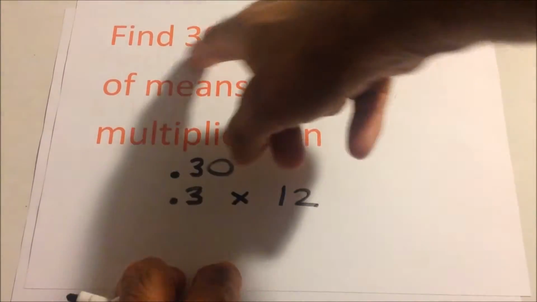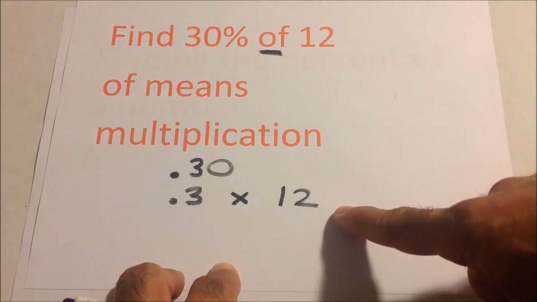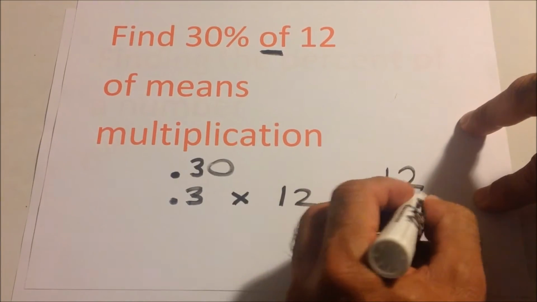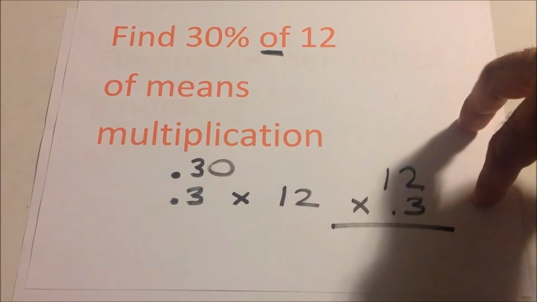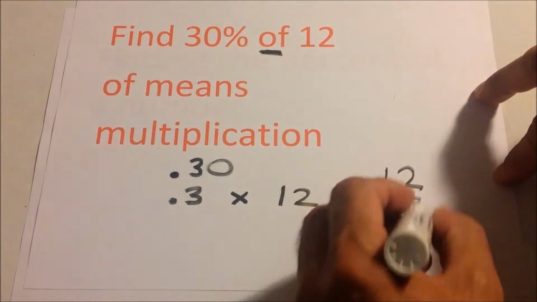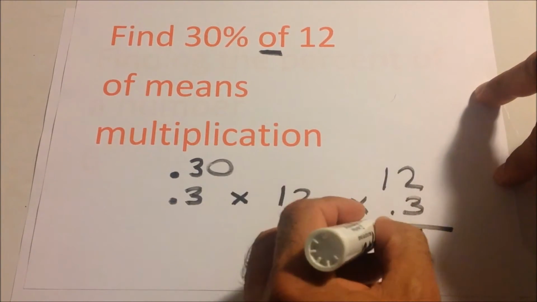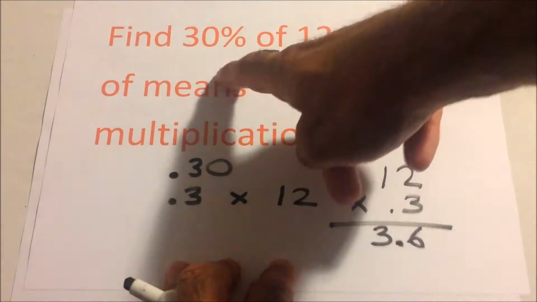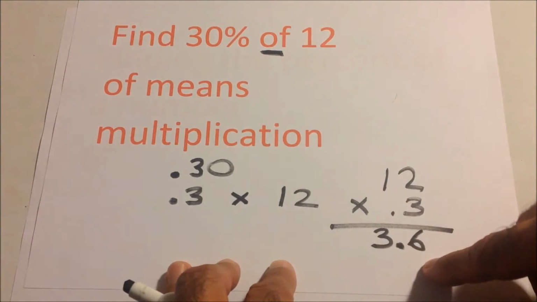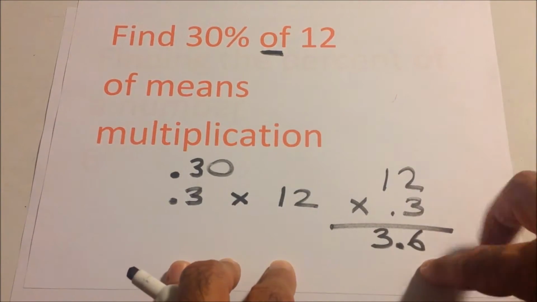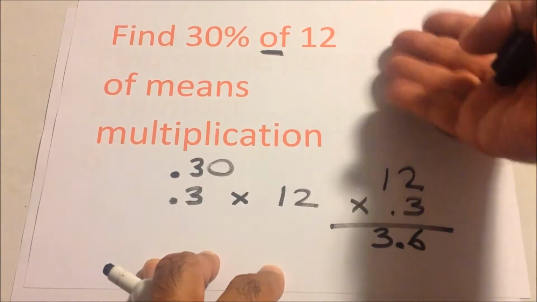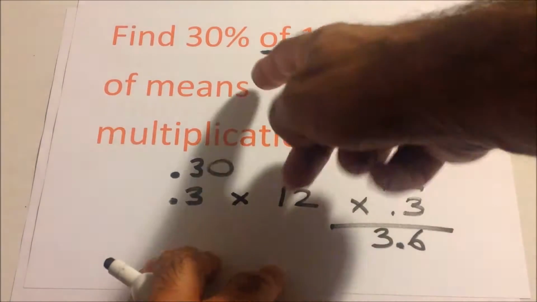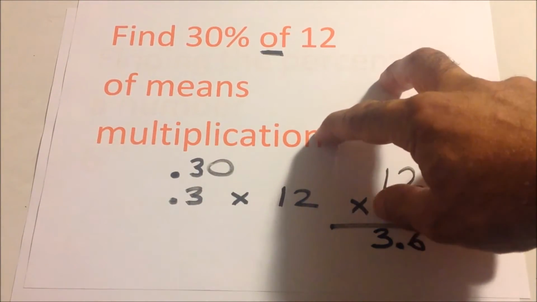So we translated it, now we just simply multiply. 0.3 times 12, so you can have 12 times 0.3. If you do that, 3 times 2 is 6, and 3 times 1 is 3, and there's one decimal place: 3.6. So 30% of 12 is 3.6. Okay, so 50% of 12, that means half. So half of 12, 50% of 12, is 6. Sometimes you have to look at it and see if it makes sense.